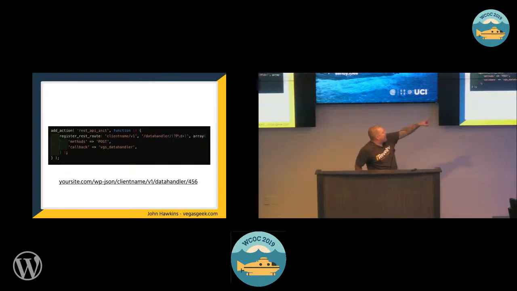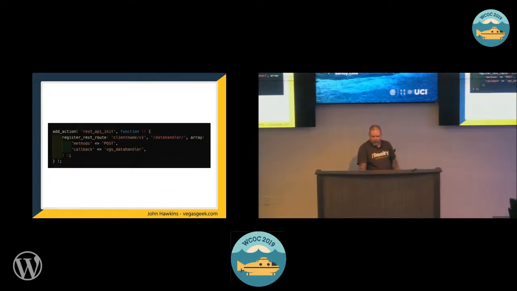So you can see that little ?p/d. That's the regex stuff that is actually pulling that one little piece of data. So this basically tells WordPress we're going to create a new route. It includes a namespace, that's that first part there. Then the second part is actually the route.